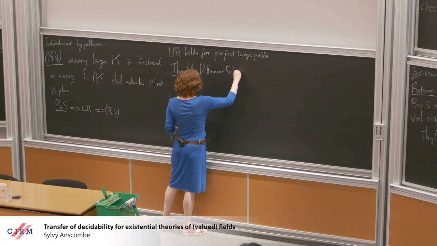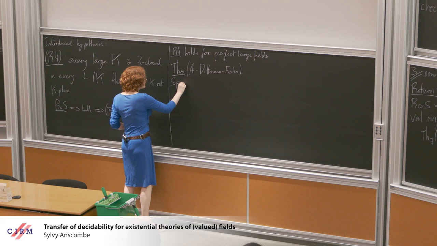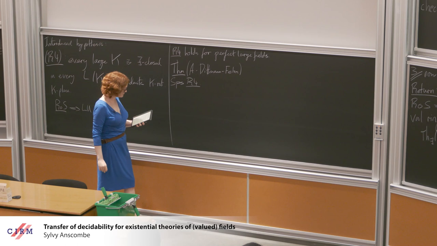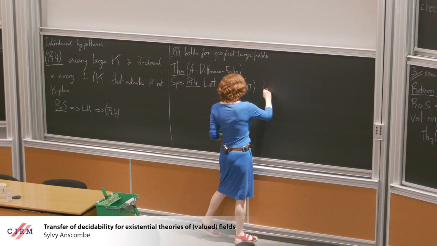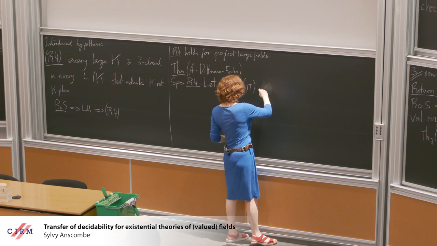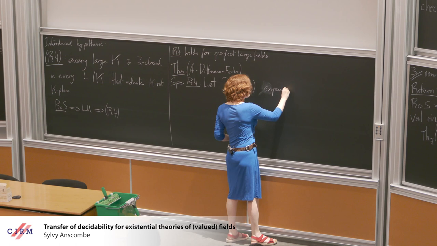Suppose R4, and let L val together with a constant symbol pi be exactly what you think. It's L val adjoined a new constant symbol pi. So it's an expansion by one constant symbol.